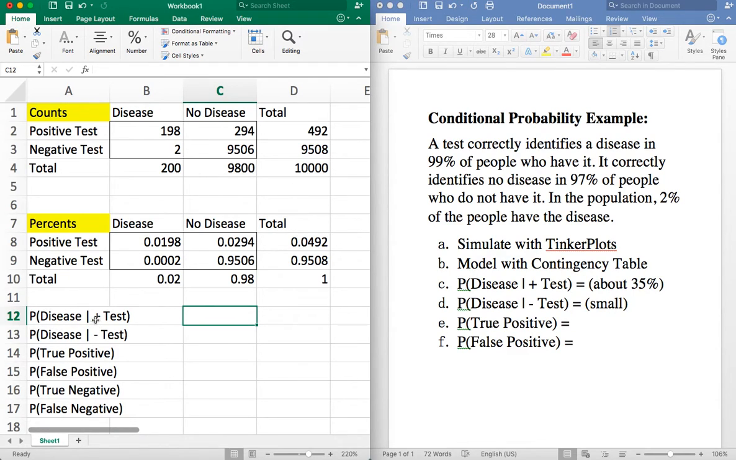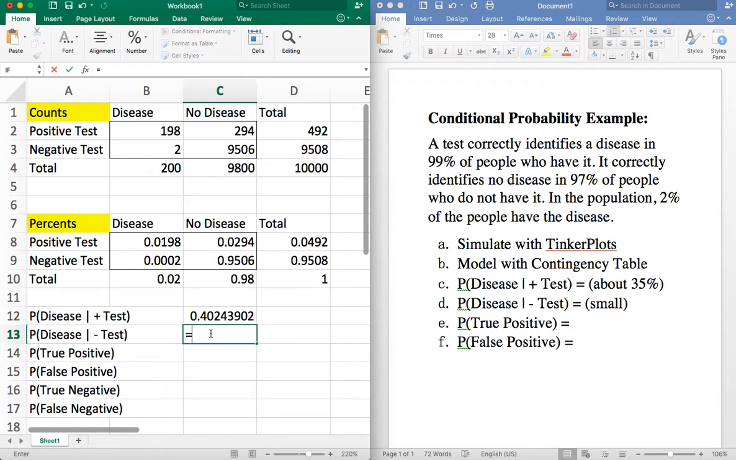Probability of the disease given a positive test. Well, I could say that is, I have the disease out of, let's see here. If I have a positive test, so probability of having the disease out of a positive test, that should be these guys, because these are all the ones that had a positive test, and that's about 40%. And our Tinkerplots estimated about 35. I bet you if we did it again, we'd probably be above 40.